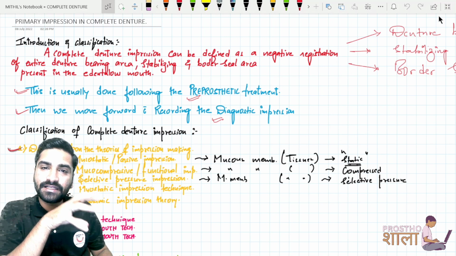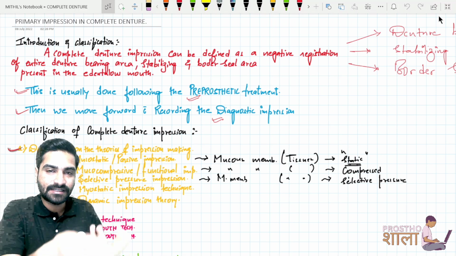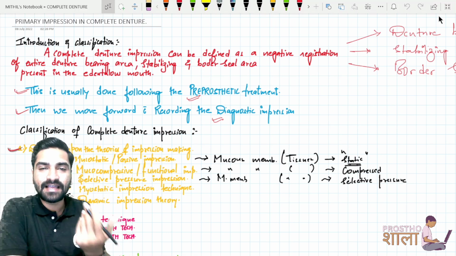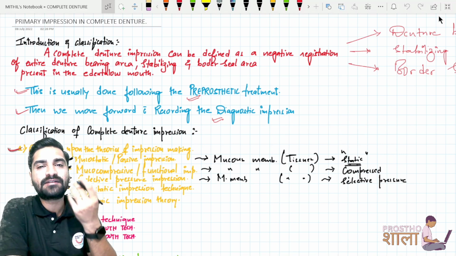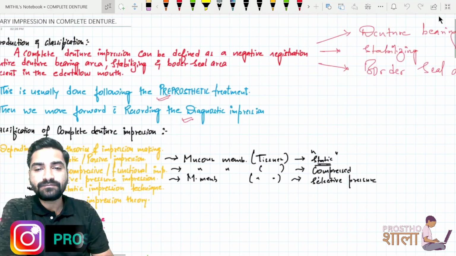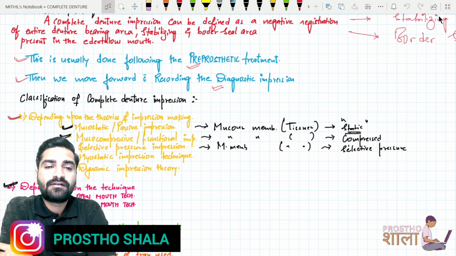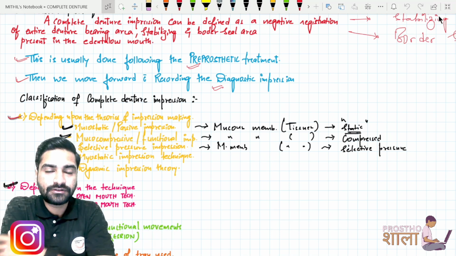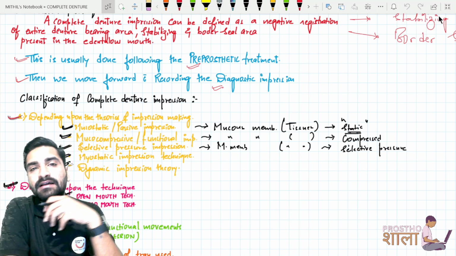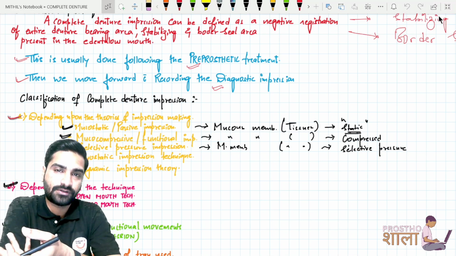So a complete denture impression can be defined as a negative registration. It is an opposite registration, right? You are taking a negative replica of the entire denture bearing area, the stabilizing area and the border seal areas present in the edentulous mouth. This type of impression is usually done following the pre-prosthetic treatment. In the previous lecture we discussed mouth preparation, the pre-prosthetic surgeries and the corrections required before you start your prosthetic phase.